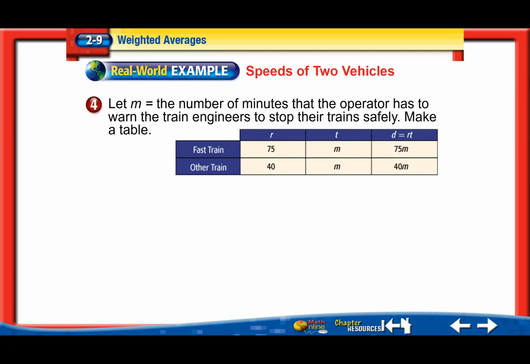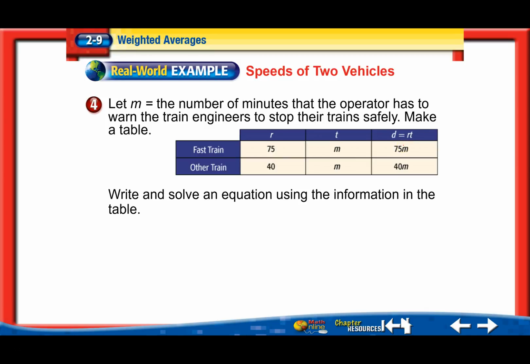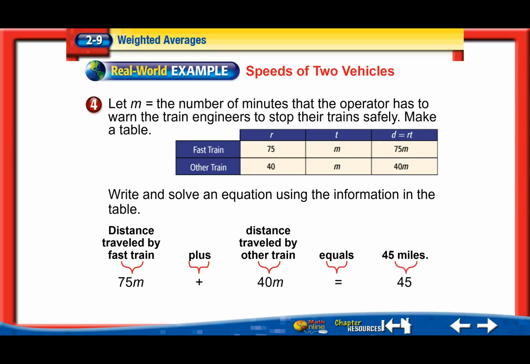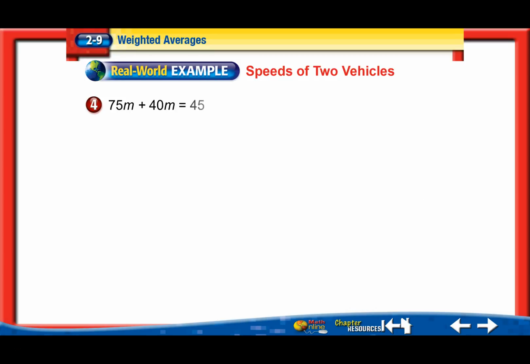So we're going to have distance equals rate times time. So the rate of 75 and the rate of 40. The time is the same. Distance equals rate times time gives us those two. So write and solve an equation for the information in the table. The distance traveled plus the distance of the other train's travel equals 45 miles. So this is all in the setup. If you get it set up, you guys are going to do just fine.